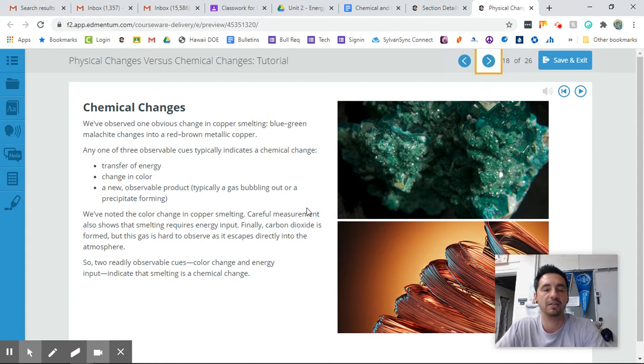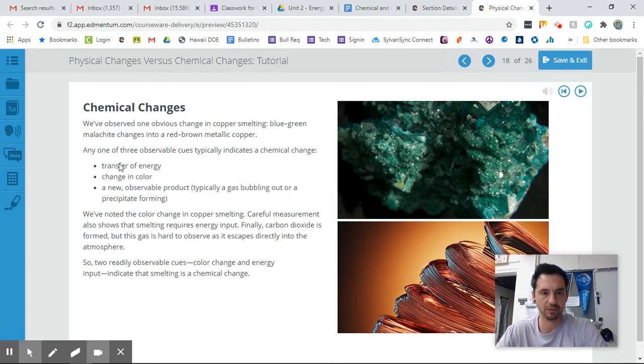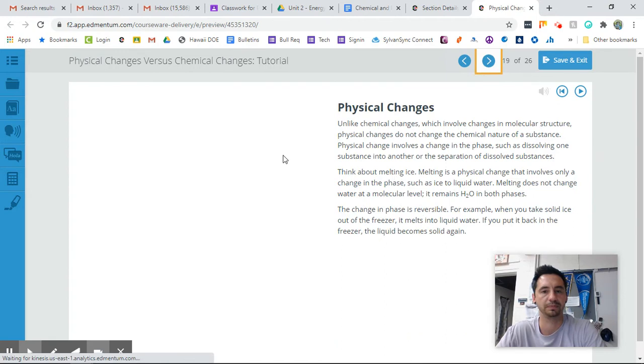There's a couple of things that happen when a chemical change occurs. We can have a transfer of energy, a change in color, and we have a new observable product. So sometimes you'll see gas bubbling out or precipitate forming. So really there's 5 things here, and we're going to be looking for those different things when we talk about a chemical change.